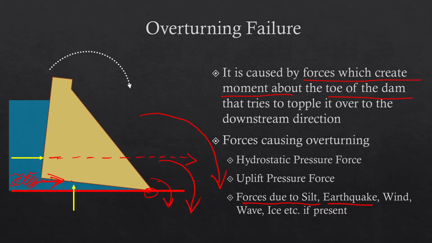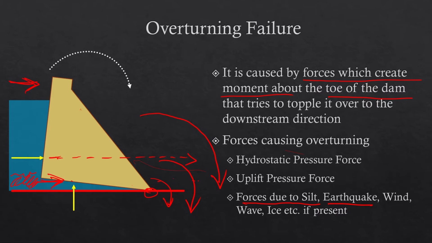Then earthquake. The earthquake force may act in different directions. It may act in this direction, it may act in this direction, and it may also act sometimes in the vertically upward or downward direction. Depending on what direction it is, it may cause overturning. Then wind: only if wind is blowing in this direction will it add to overturning.